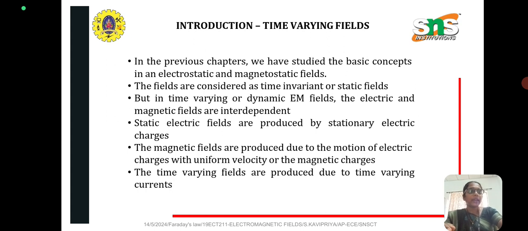Static electric fields are produced by stationary electric charges. The magnetic field is produced by motion of electric charges. The motion of electric charges with uniform velocity produces a magnetic field. Time varying fields are produced due to time varying currents.